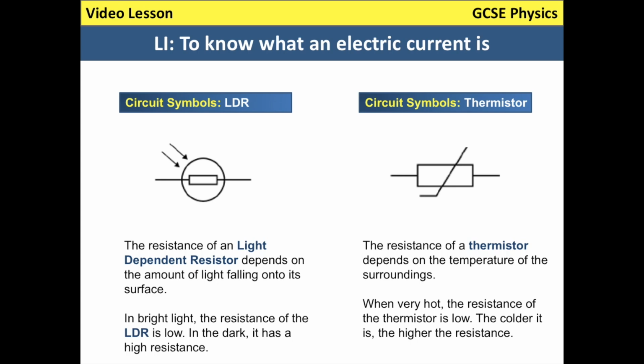The resistance of the light dependent resistor depends on the amount of light that falls onto its surface. In bright light, the resistance of the LDR is going to be low. However, in the dark, it has a very high resistance.